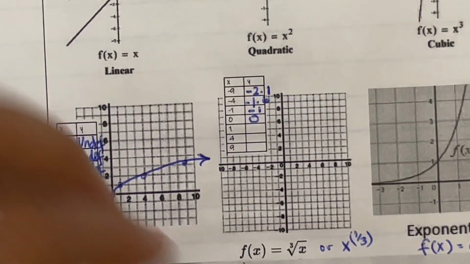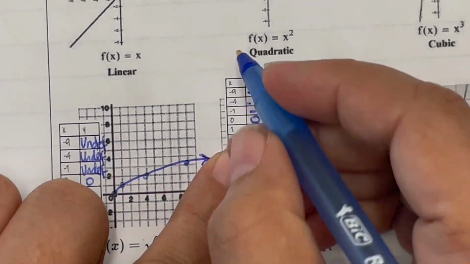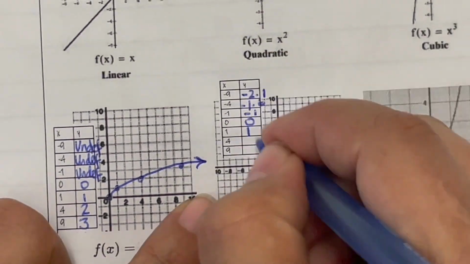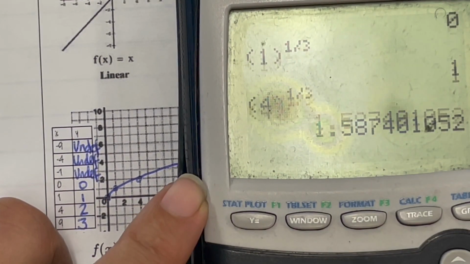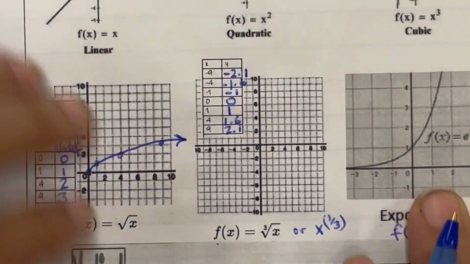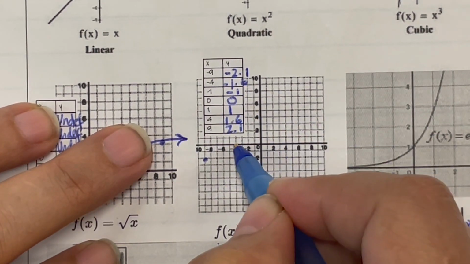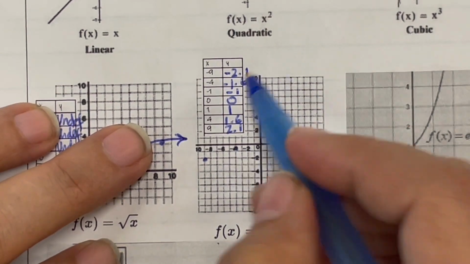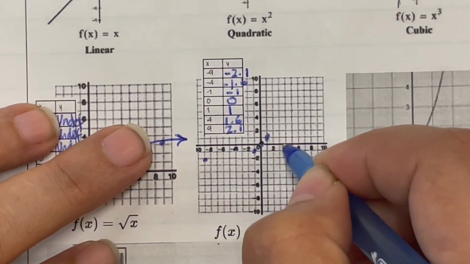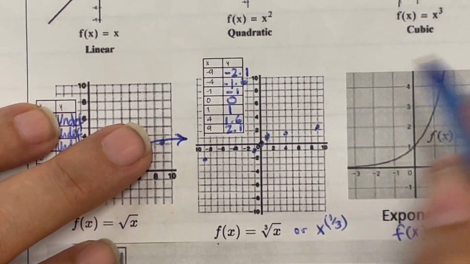So cube root of 1 is 1. Cube root of 4 is 1.6 rounded. Cube root of 9 is 2.1 rounded. All right, so all you got to do is plot those points. So plot the first point, -9, -2, -4, -1.6. Just an approximation is fine. -1, -1, 0, 0, 4, 1.6, 9, 2.1. And just an approximation is okay.